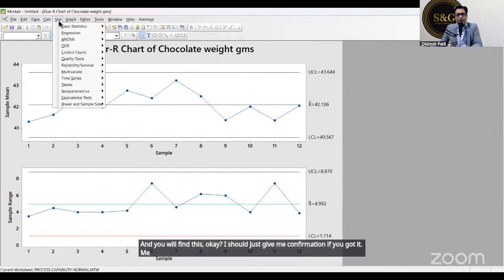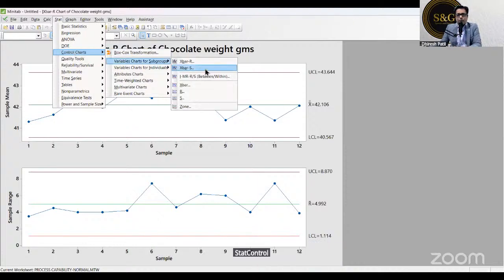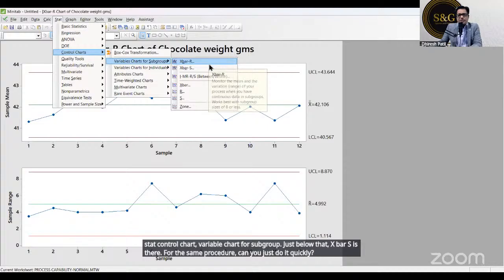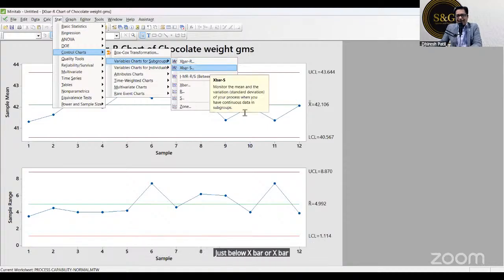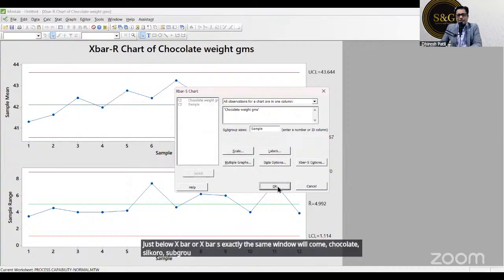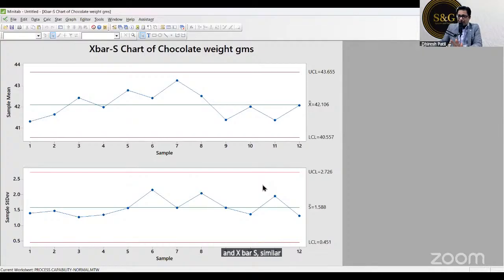Ashish, just give me confirmation if you got it. Meanwhile, rest of the people just follow the same procedure for X bar S. Just below X bar R, you have X bar S. Stat, Control Chart, Variable Chart for Subgroup. Just below that, X bar S is there. Follow the same procedure. Exactly the same window will come. Select chocolate weight, select the subgroup sample, just click on OK. And X bar S is similar to X bar R. The only thing is that here it is standard deviation, there it is range.